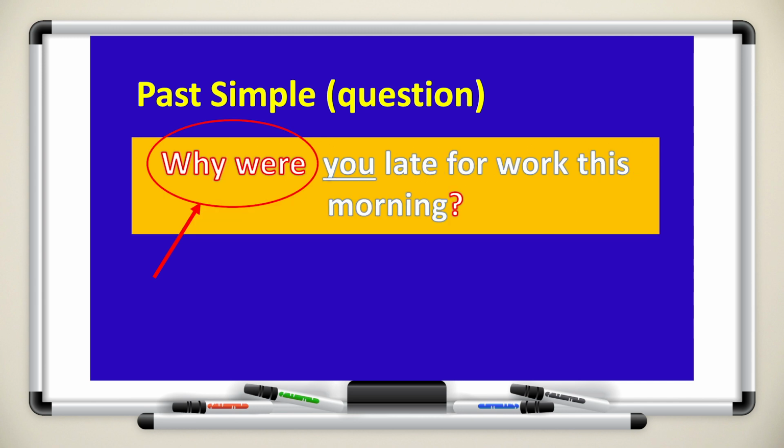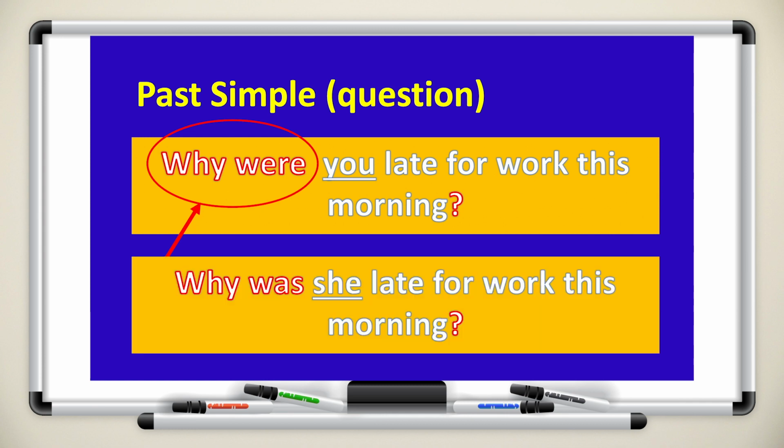Another example is when you use were with the WH questions. Like, for example, when you say, why were you late for work this morning? Or, why was she late for work this morning? In the sentence, we say she was late or they were late. But in the question, we will invert the sentence. We will say, why were you or why were they instead of they were. Is it clear?